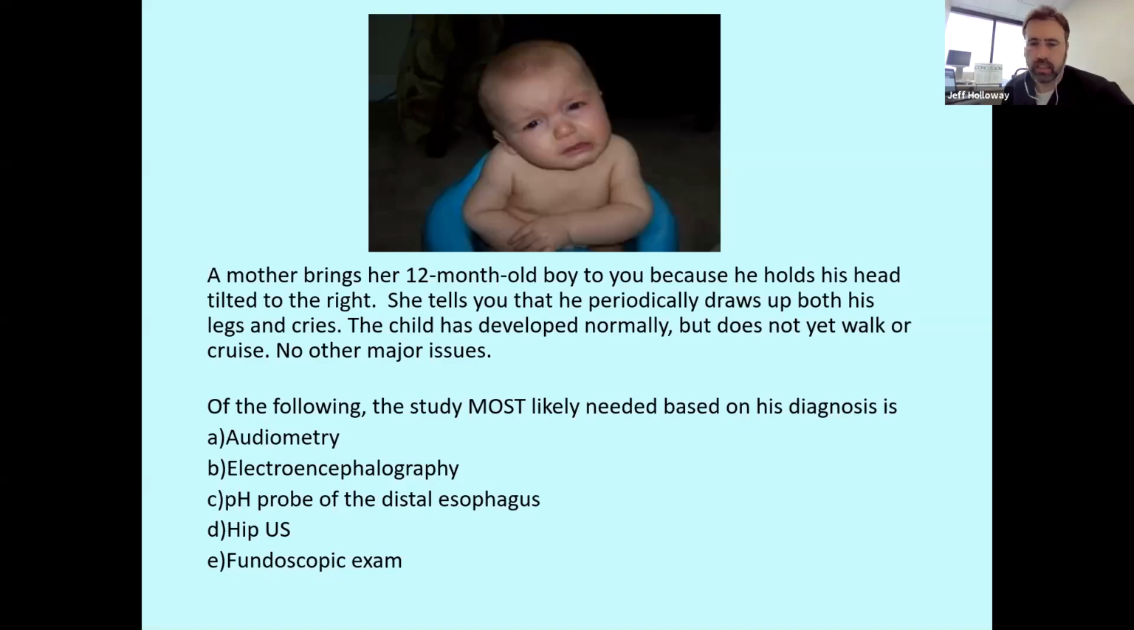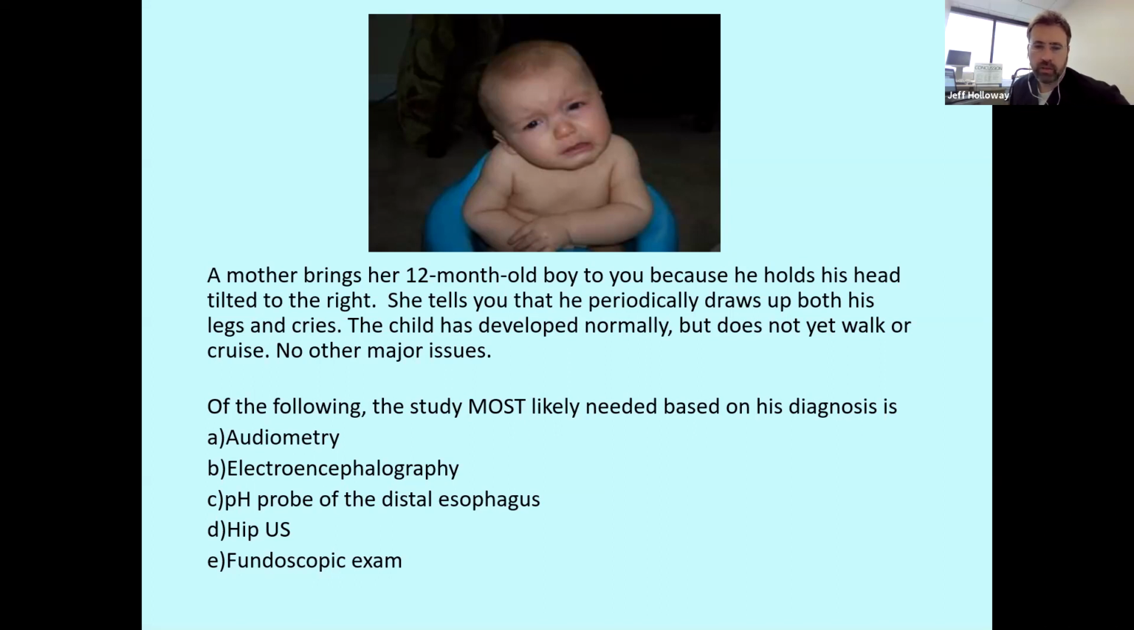Following the study most likely needed on his diagnosis is audiometry, EEG, pH probe, hip ultrasound, or fundoscopic exam. So what are you guys thinking with this?